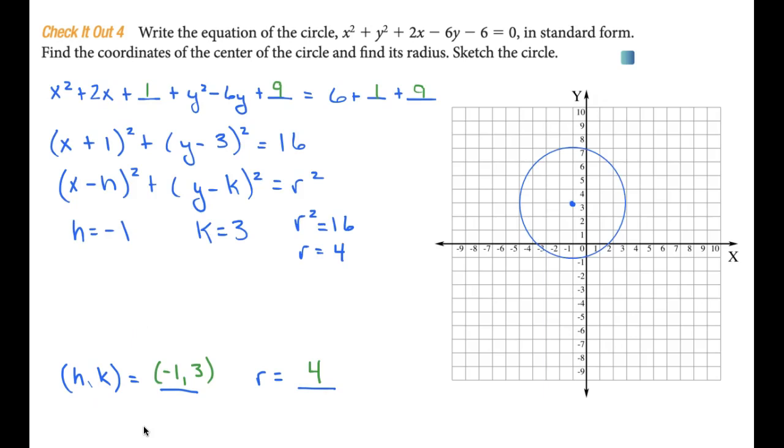So here's the answer to the check it out. And you should have gotten the following: center, negative 1, 3, and with a radius of 4.